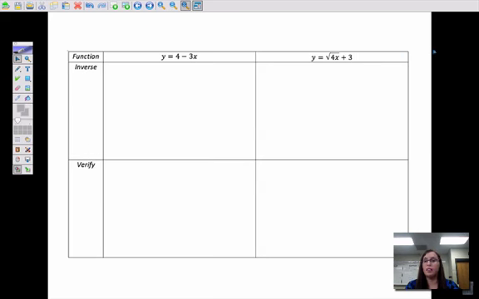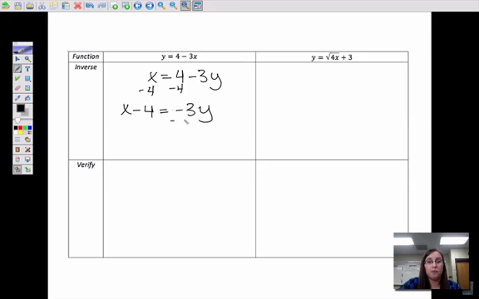So to find an inverse algebraically, all you need to do is take the equation and swap the x and the y coordinate, or x and y variables. So when my function is y equals 4 minus 3x, I'm going to swap them and have x equals 4 minus 3y. And then remember, when we're doing functions, we always want a y equals to be able to type them into a calculator. So we're going to solve the function for y by taking the opposite of everything that's on the y side. So we have x minus 4 over negative 3 equals y.